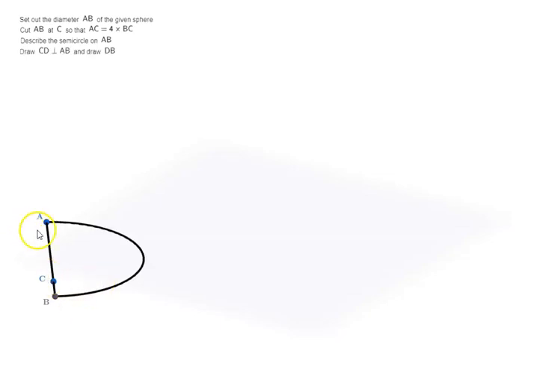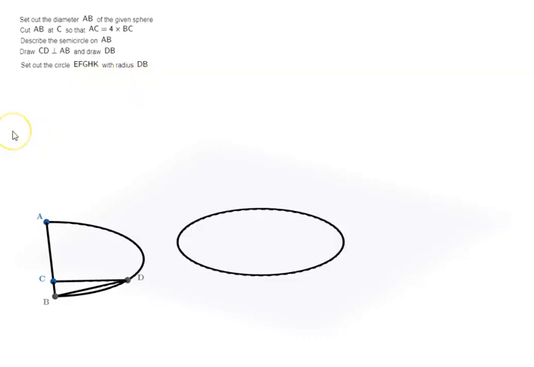Set out the diameter AB of the given sphere. Cut AB at C so that AC is equal to 4 times BC. Describe the semicircle on AB. Draw CD perpendicular to AB and join DB. Now set out the circle EFGHK with radius DB. So this is the circle, and in this the radius is DB.